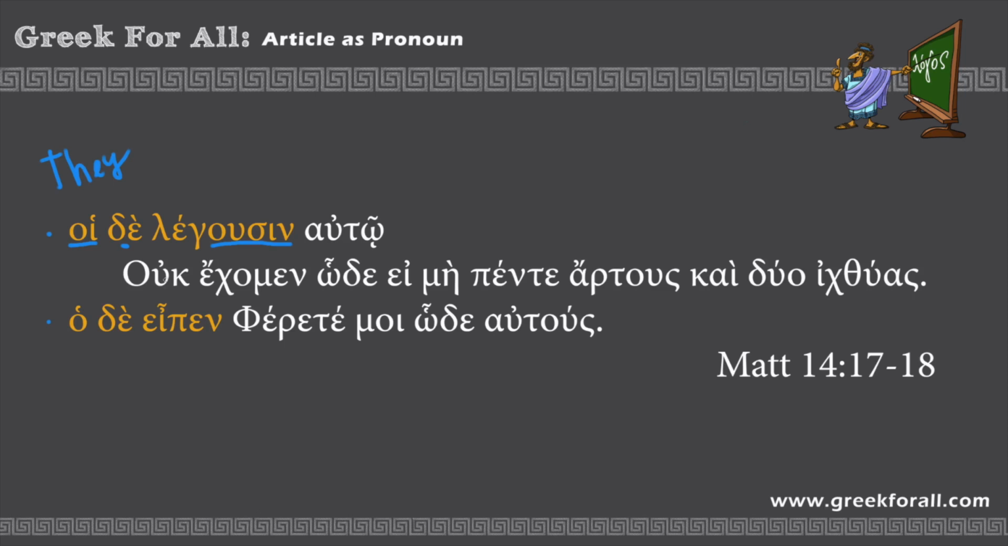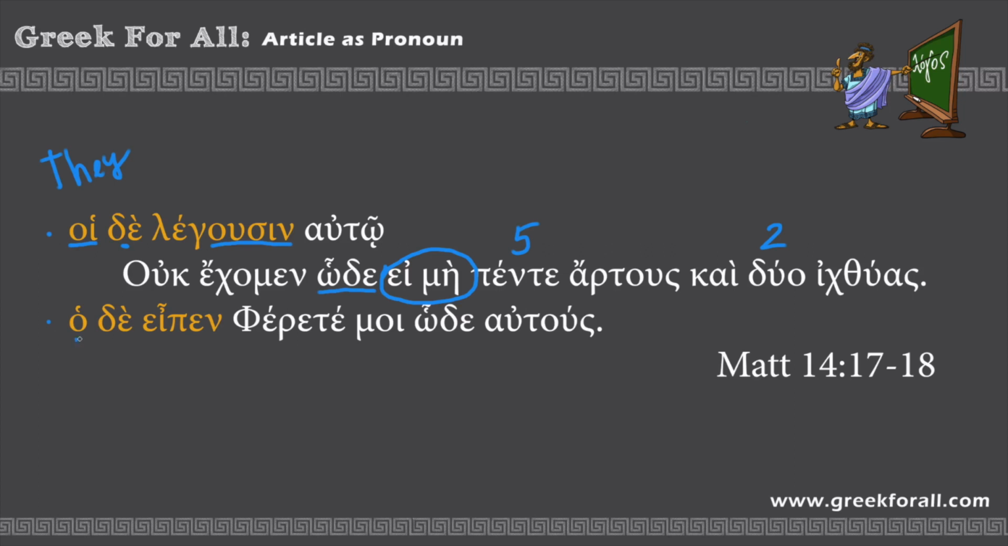Uk is a negative particle, which means no, not, or don't before the verbs. This is the verb. We don't have. Hode. Here. Eime is another construction. I have a video on that. You can check it out. It means except pente, 5 breads and 2 fishes. So the disciples are saying to him, but they are saying to him, we do not have here any food except 5 breads and 2 fishes.